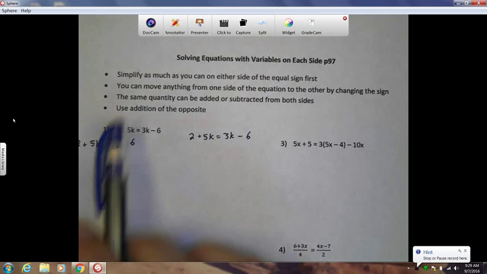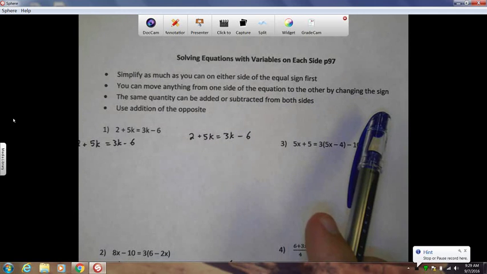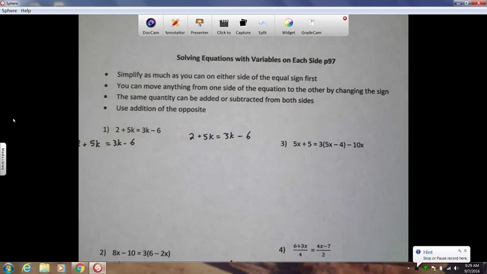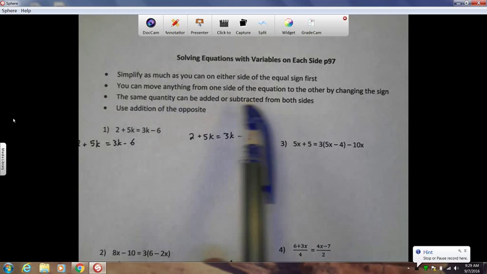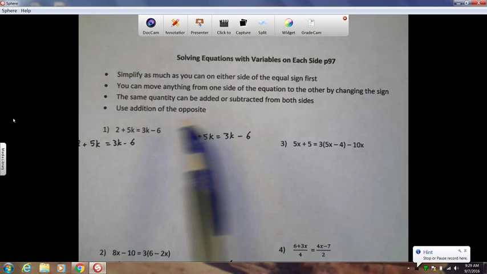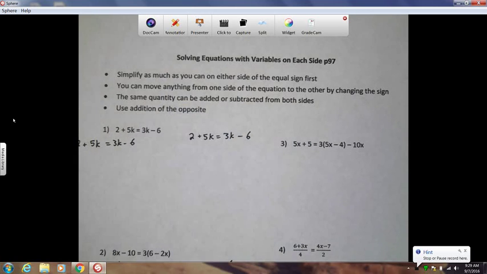Then you can move anything from one side of the equation to the other by changing the sign. A lot of people don't like that. They find it weird, but it can be a lot easier, and I will show you that. And so you know that you can do the same thing to both sides, as long as you do it to both sides. And then use addition of the opposite as it comes up.